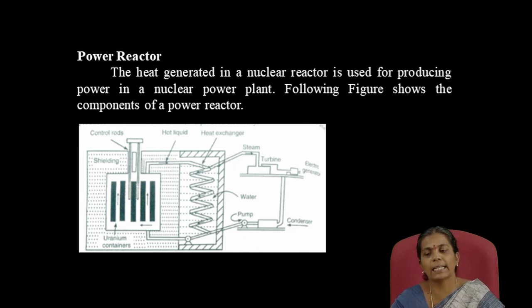Next one is the power reactor. The heat generated in a nuclear reactor is used for producing power in a nuclear power plant. The figure shows the components of a power reactor. At the center the nuclear fuel material is kept, and here the control rods are cadmium rods, and then heat transfer fluid is circulated in the tubes.